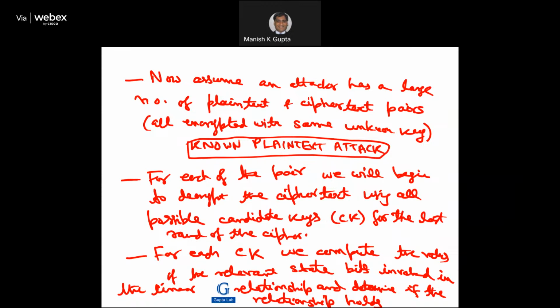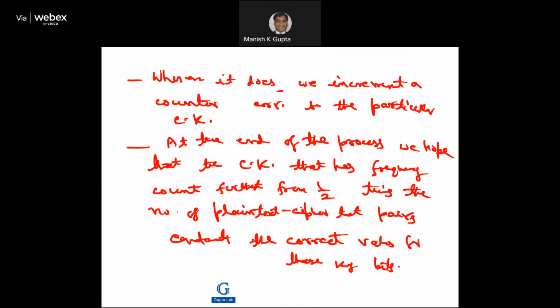If the relationship holds, sometimes it will hold, sometimes it will not hold, right? When it does, we increment a counter corresponding to the particular candidate key. So at the end of the process, we hope that the candidate key that has a frequency count further away from half, given this number of plaintext-ciphertext pairs, gives you the correct value for the key bits.